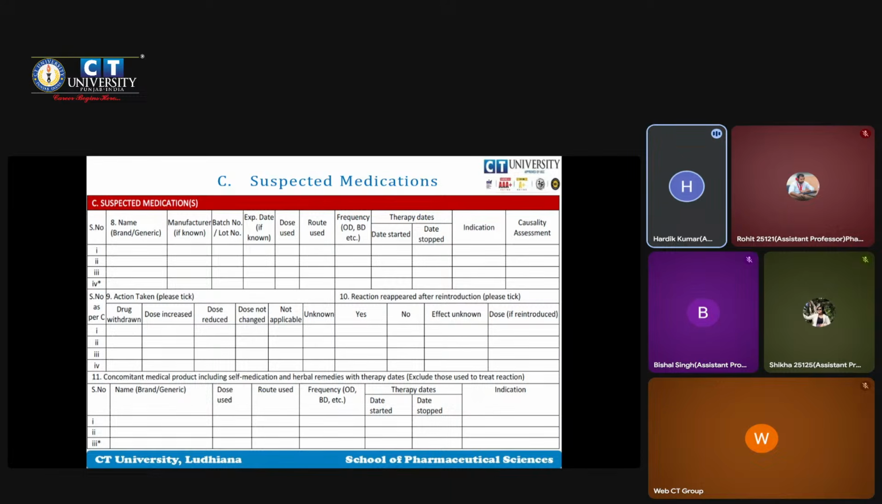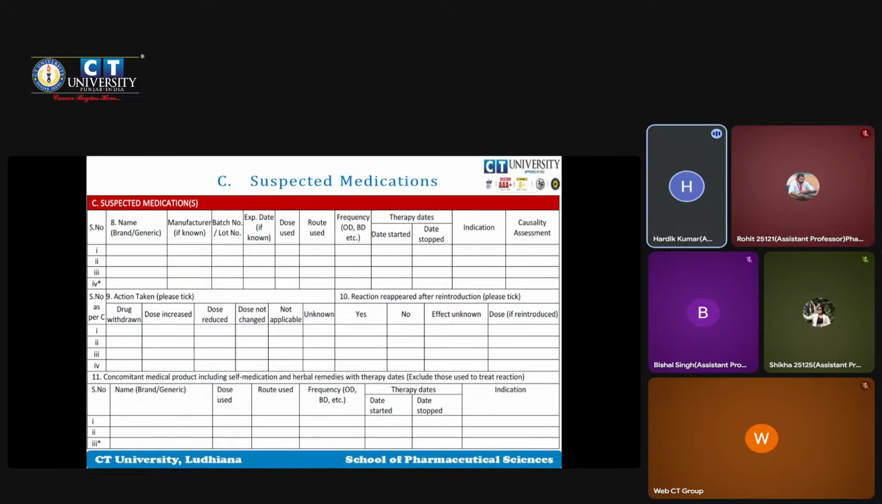In the next slide, we have to write about the seriousness of the reaction. If it is no, you have to tick no. If it is yes, we have to write the seriousness. It is death, life threatening, disability, hospitalization, prolonged, or other medically important. In the 15th point, that is the outcome. That should be recovered, recovering, not recovered, fatal, recovered with sequelae, or unknown. Next slide, please.